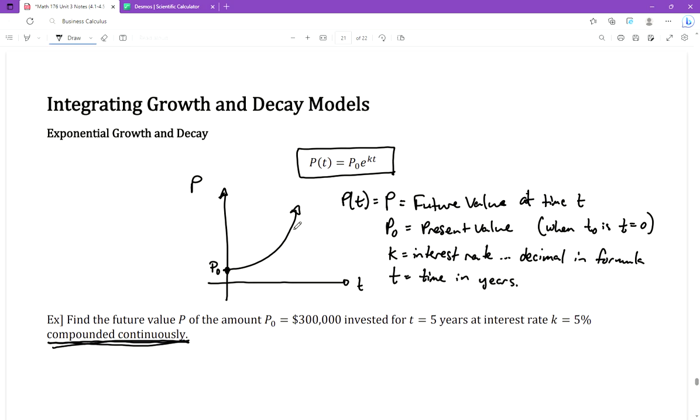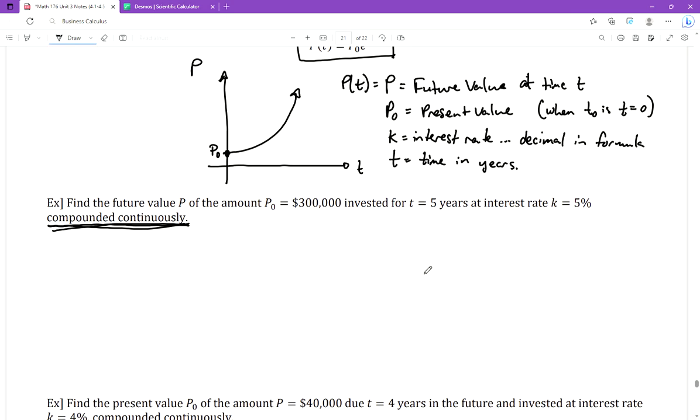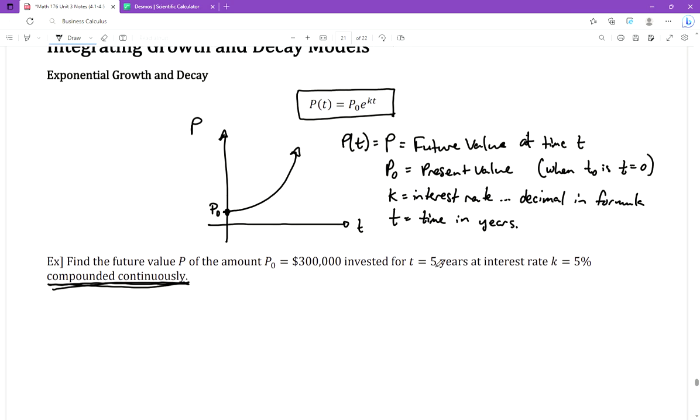All right, so on this it says find the future value P of the amount P naught equals 300,000 invested for T equals 5 years at interest rate K equals 5%, compounded continuously. So it says find the future value P, and I wrote P of T, but we can change it to be P for this problem. Okay, so I've got P equals P naught e to the KT. And it tells us what all of our values are. So it's saying find the future value, so it will be P equals.